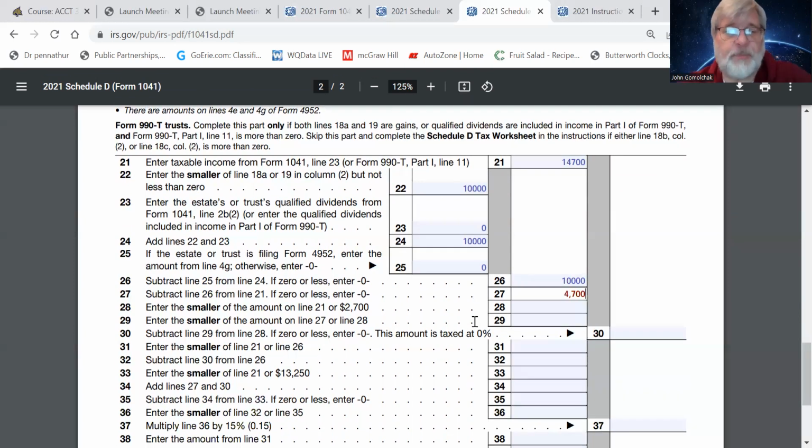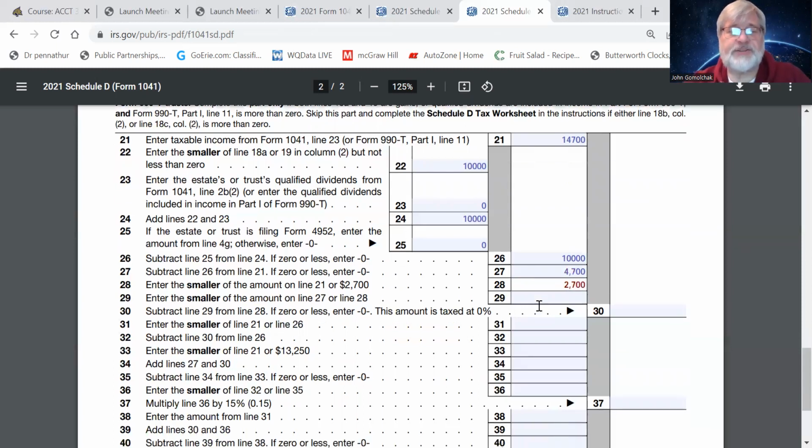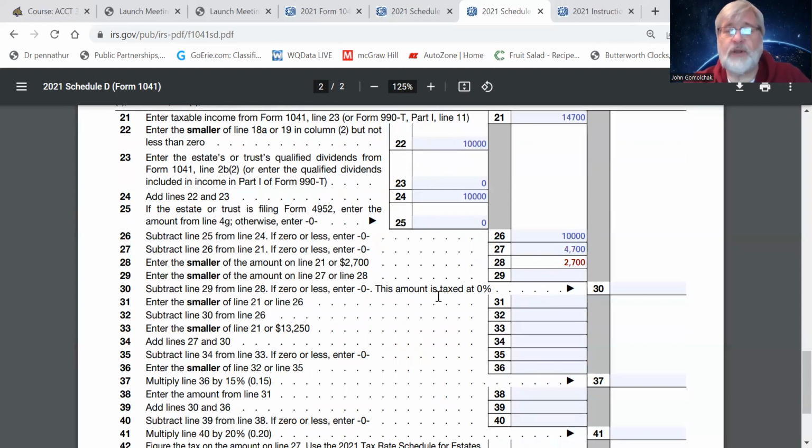Line 28, enter the smaller of the amount on line 21 or $2,700. Okay, so 21 is 14,000. 2,700 is smaller, so $2,700. Line 29, enter the smaller of the amount on line 27 or line 28. So 27 is 4,700. Line 28 is 2,700. So smaller is $2,700. Line 30, subtract 29 from 28. 0.